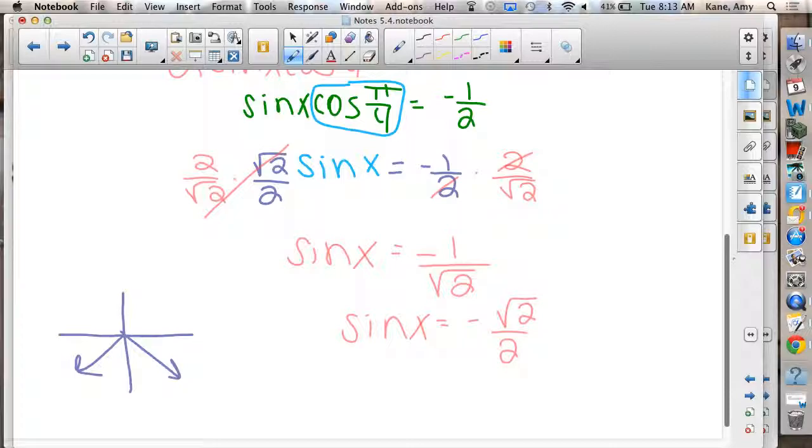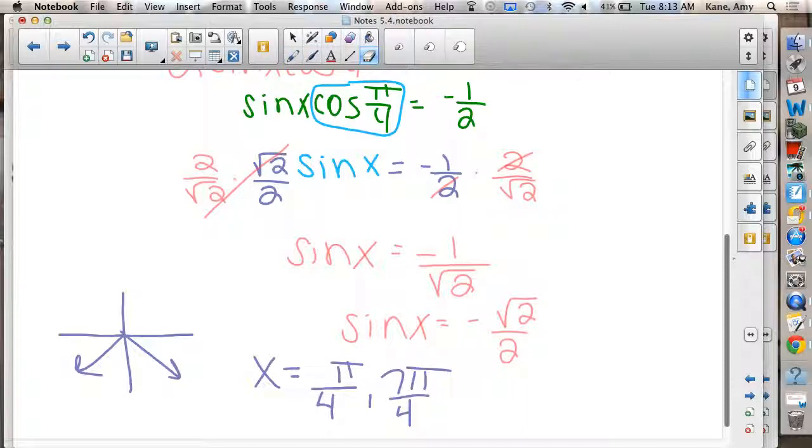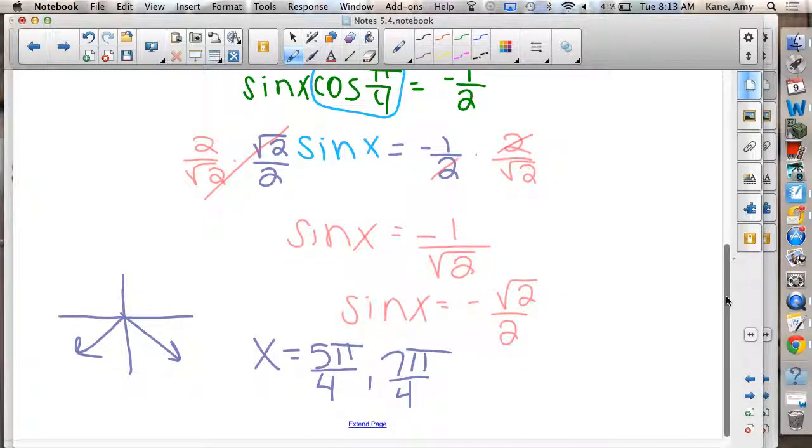Does anybody know when the sine is negative square root of 2 over 2 in the third or the fourth quadrant? 3 pi over 4 and 7 pi over 4. So 3 pi over 4, you're so close. Oh, I agree with 7. 5. Yeah, that's good. 5 pi over 4 and 7 pi over 4. Questions?